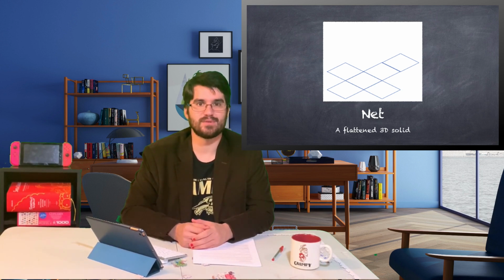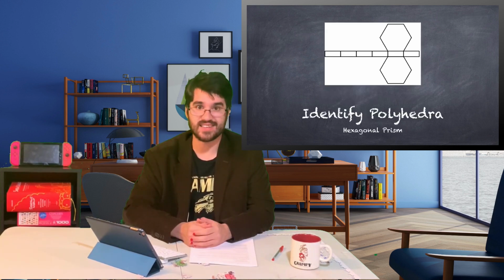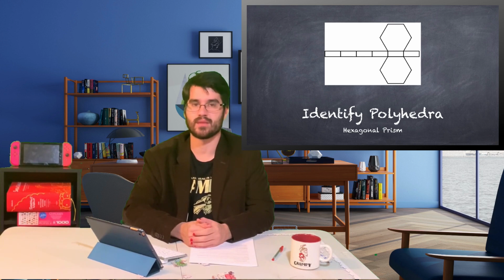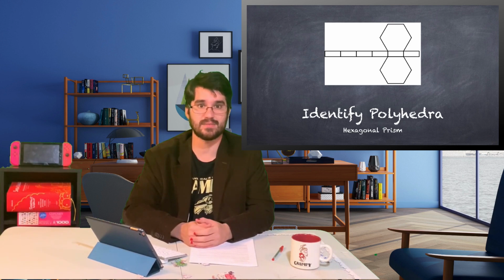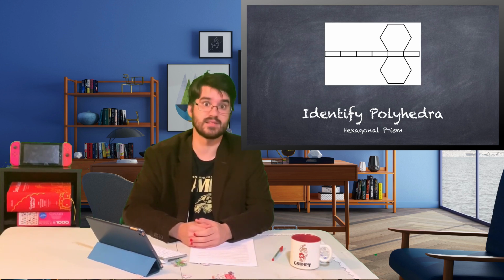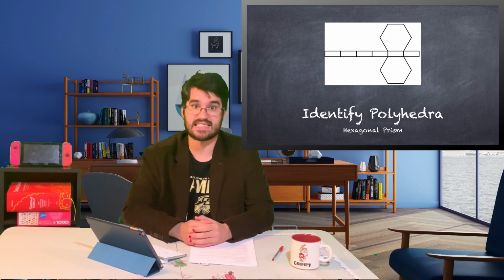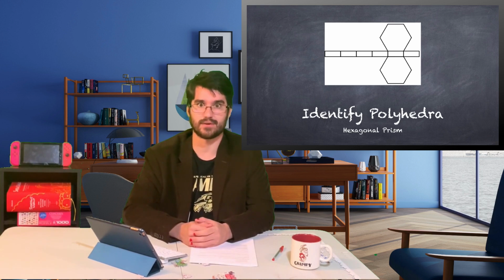We should also be able to identify what kind of polyhedra we are looking at by its net. I can tell that this net represents a prism because it has two congruent polygons and then a handful of rectangles that would connect them together if I were to fold it up into its 3D shape. And the congruent bases are hexagons. That makes this net a hexagonal prism if it were folded together.